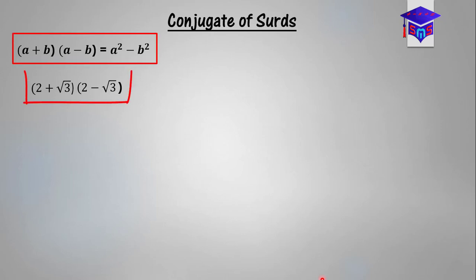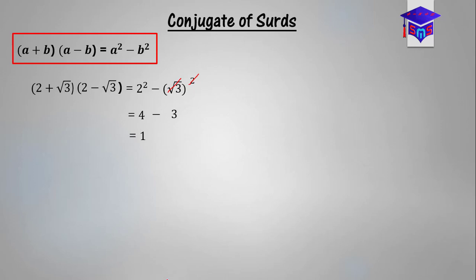So this is now in a plus b, a minus b form. So from the formula, we have 2 squared minus what? Root 3 squared. And then 2 squared is giving us what? 4. And then the square will take care of the square root, and then we are having what? Negative 3. And so 4 minus 3 is giving us what? 1.